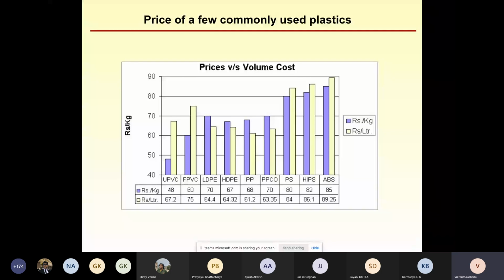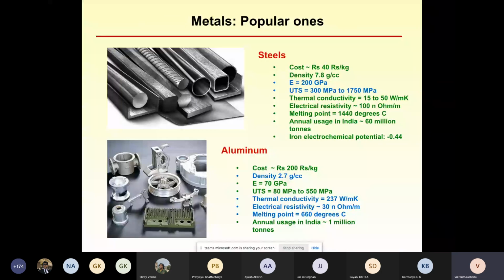But that said, many a time you can use them only in non-structural applications. If the load or the stresses that the material has to handle is very high, or if the temperatures and other conditions are not very conducive, then you cannot use plastics. Okay, so until now I have talked about different kinds of polymers which are used in engineering applications. Now let us look at metals.